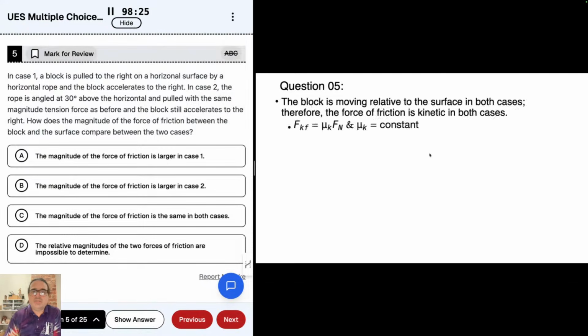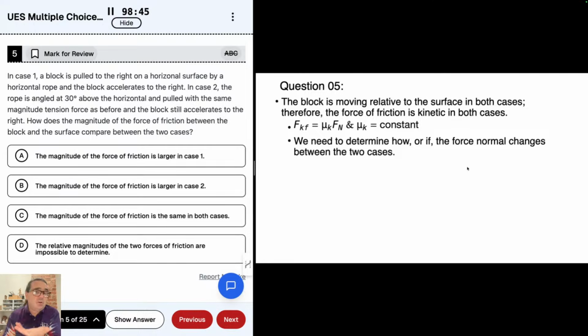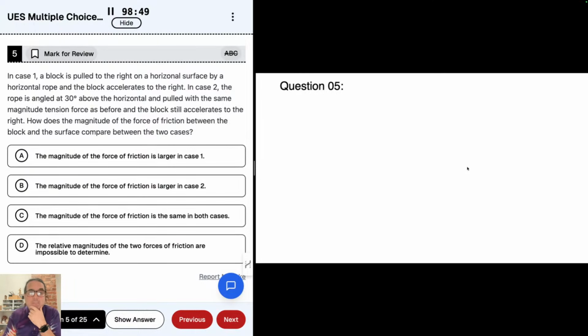Okay, in question 5, the block is moving relative to the surface in both cases. Therefore, the force of friction is kinetic in both cases. The force of kinetic friction equals the coefficient of kinetic friction times the normal force. And we know the coefficient of kinetic friction is constant between the two cases. So all we're looking for is the normal force, trying to compare the magnitudes of the normal force. So that's it. All we have to do is compare the normal forces. So we need to draw free body diagrams. For case 1, we have normal force 1, force of gravity, force of tension, and force of kinetic friction 1, right?